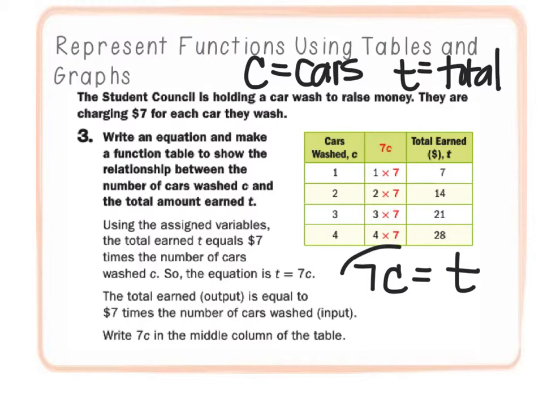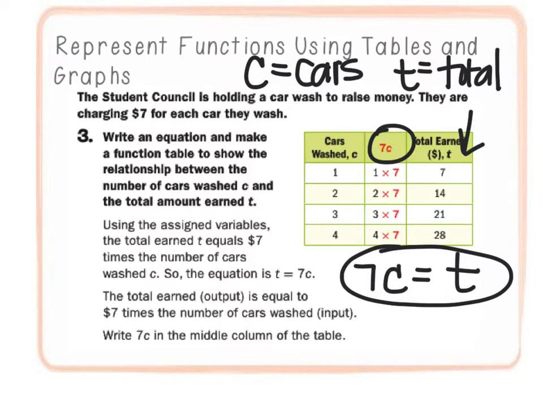That's kind of like my rule, which they did right here. Using the assigned variables, the total earned T equals $7 times the number of cars washed C. That would be our equation. The total earned is the output, and the number of cars would be the input. Then you would figure out the different amounts of cars. If 1 car was washed, it'd be $7. 2 cars washed, $14, etc. So basically what we've been doing this whole chapter.